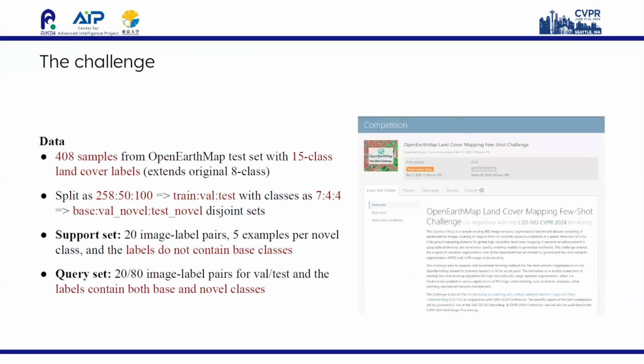For this challenge, we sampled only 400 images from the original OpenEarthMap benchmark to build this challenge. And we extended the 8 classes in the original benchmark to 15 classes. For the support set, it was only 20 samples. And because it's a generalized few-shot challenge, the base classes are what is in the training samples, and the novel classes are what is in the test and validation samples.